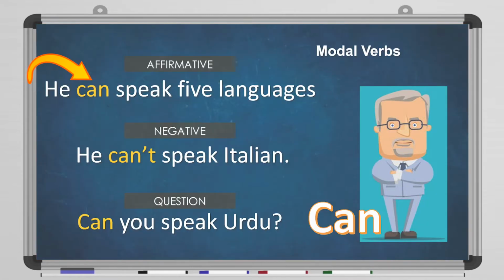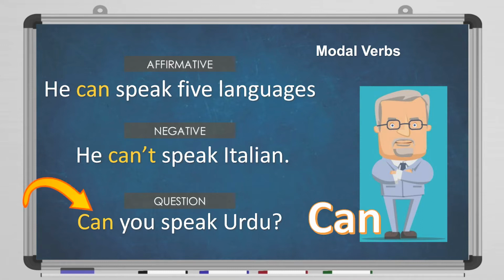He can speak 5 languages. In this sentence, I can notice that this person is expressing the ability of his boss in speaking 5 languages. So, this is an affirmative sentence, meaning he has the ability to speak 5 languages. In the second sentence, he can't speak Italian. This sentence is in the negative form, which means that the person is expressing the absence of ability. He cannot speak Italian. He can't speak Italian.